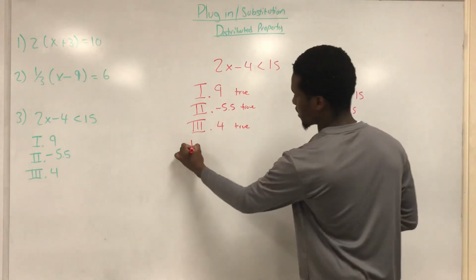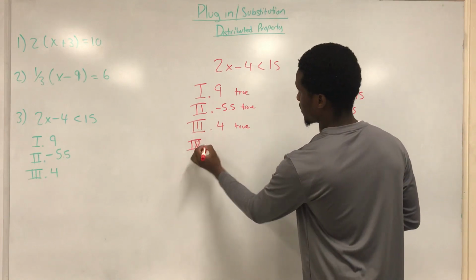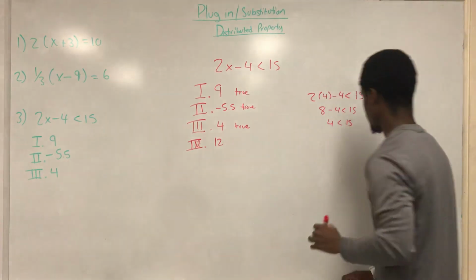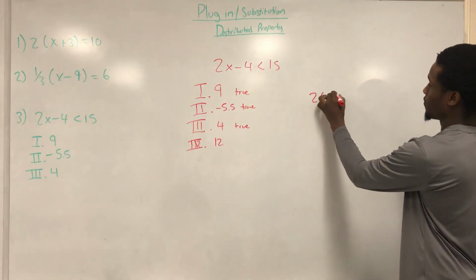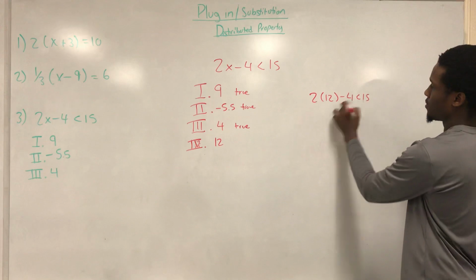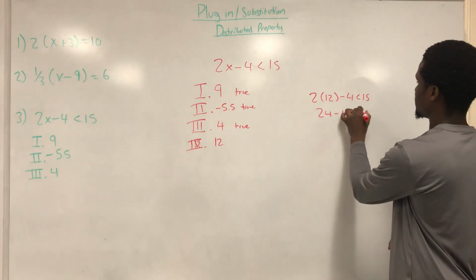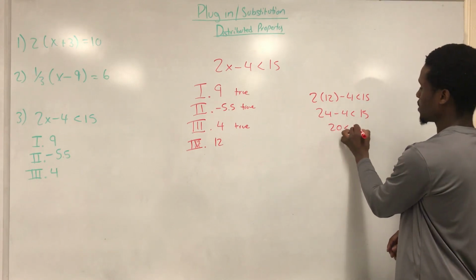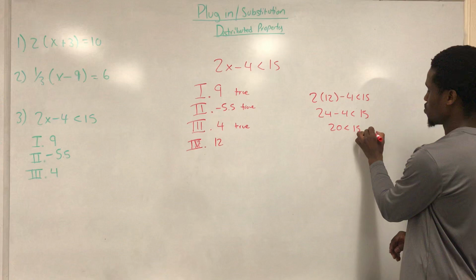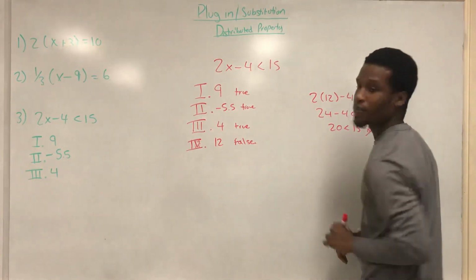But if I were to plug in another number, let's say I plug in 12. Alright? Now at this point we have 2 times 12 minus 4 is less than 15. So 2 times 12 is 24, minus 4, less than 15. 24 minus 4 is 20. Is 20 less than 15? No. So this is a false statement here. Okay? And that's it.